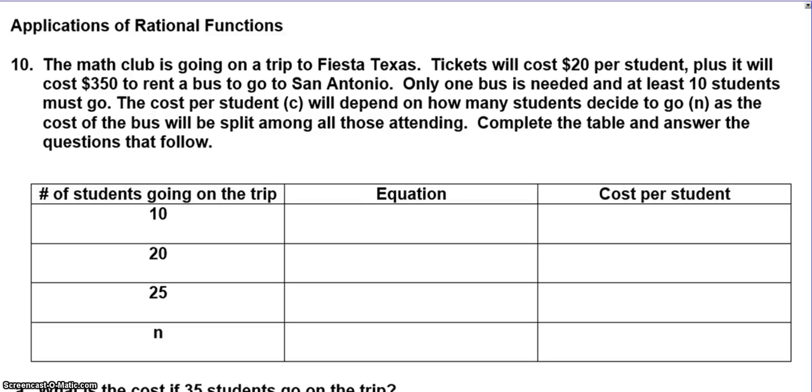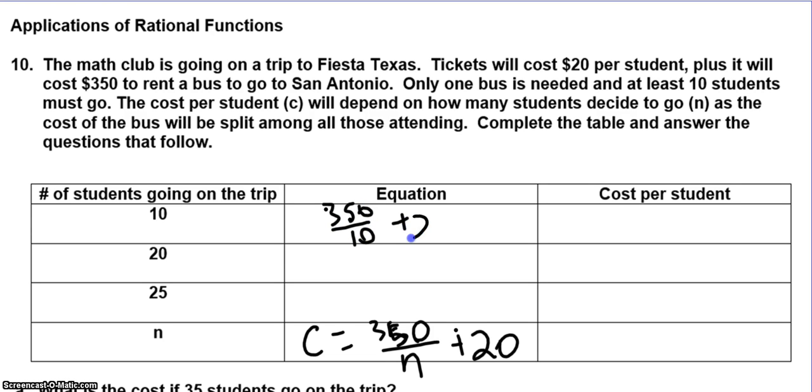Alright, so for starters, it kind of already told you the equation. So let's just go ahead and write that in. So I have C equals. The cost of the bus is going to be split. So I have 350 divided by the number of students, and each student has to pay 20 bucks. So that's how you figure out the cost per student. So for 10, I'm going to do 350 divided by 10 plus 20. When I do that, I get that if 10 students go, it'll be $55.